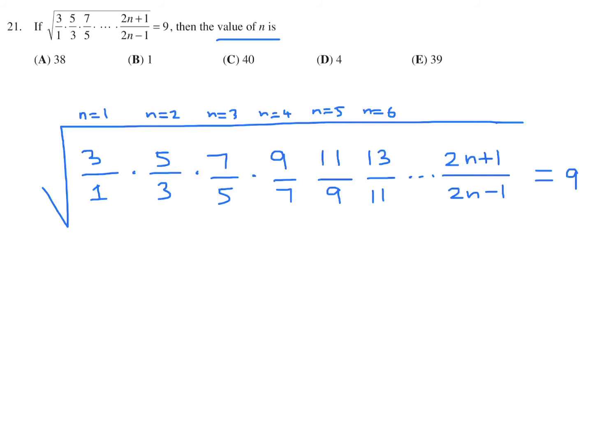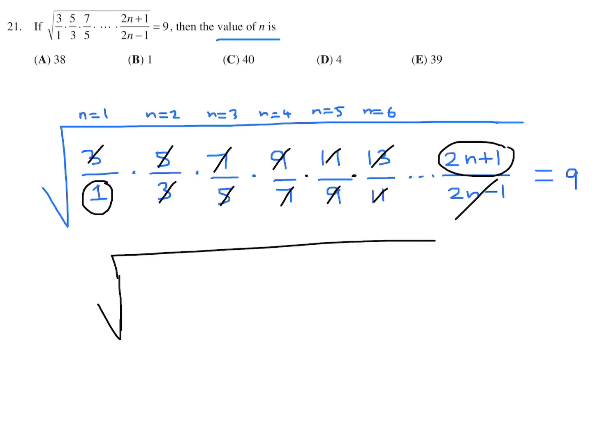Now I hope you can see that since this is multiplication, we can cancel. This cancels with that, cancels with that. 7's cancel, 9's cancel, 11's cancel, and so on. Everything will cancel all the way to the very end. The only thing that remains is the 1 and the 2n plus 1. So this whole thing simplifies to just 2n plus 1 over 1.